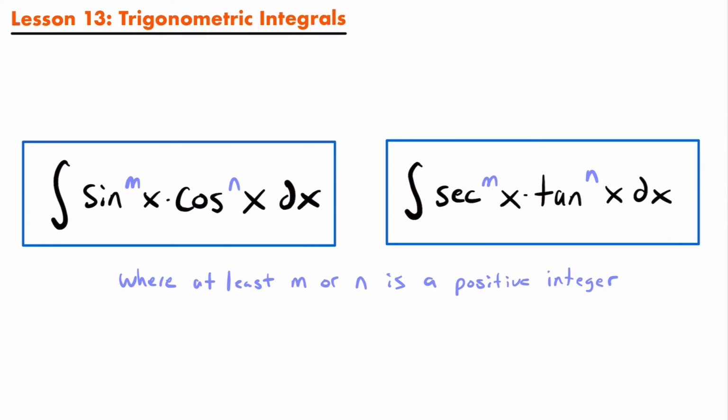All right, and so now that we have looked at all of the identities that are going to be helpful in solving trigonometric integrals of these two forms, let's look at the general guidelines for how we are going to solve the first form that we have here, which is the integral of sine times cosine, where each of them are raised to a power.